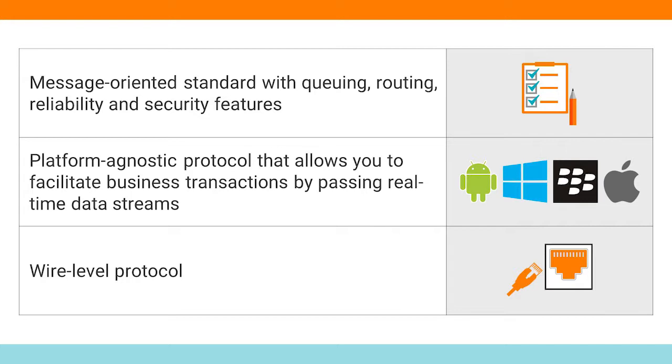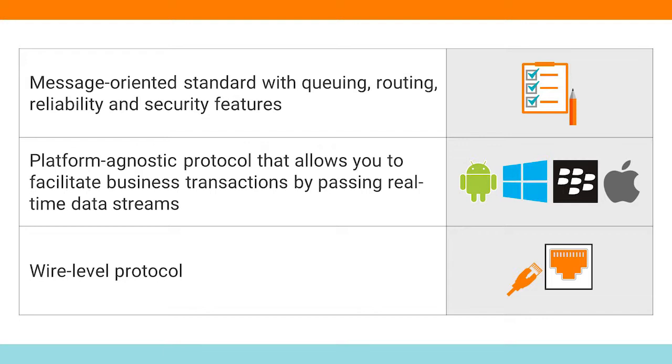This video will show you how to create an AMQP connection to read from and write messages to the AMQP queues. Advanced Messaging Queuing Protocol, or AMQP, is a message-oriented standard with queuing, routing, reliability, and security features. AMQP is a platform-agnostic protocol that allows you to facilitate business transactions by passing real-time data streams.